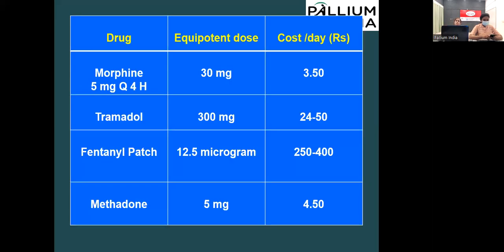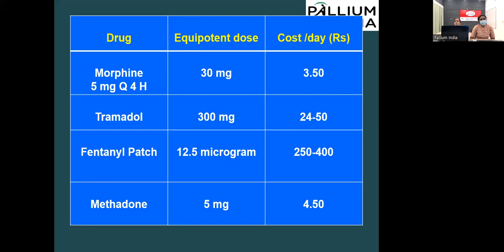So this is the cost per day. Morphine is very, very cheap. If you are starting with 5 milligram 4th hourly, it will cost only 3 rupees for the patient. But if you are writing tramadol 300 milligram per day, that is going to cost around 24 to 50 rupees per day. And look at the rate of the fentanyl patch.